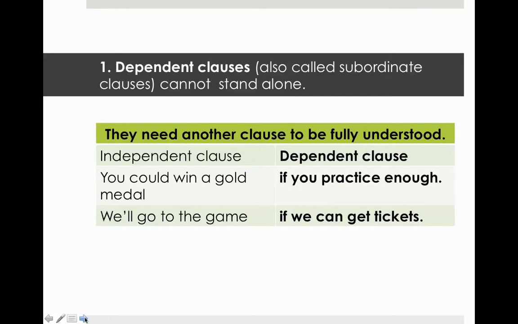And dependent clauses are also called subordinate clauses because they cannot stand alone. They need another clause to be fully understood. So you could win a gold medal and we'll go to the game are independent clauses. Dependent clauses are if you practice enough, if we get tickets. These are not sentences that make sense on their own. They have to depend on another clause in the sentence in order to make any sense.